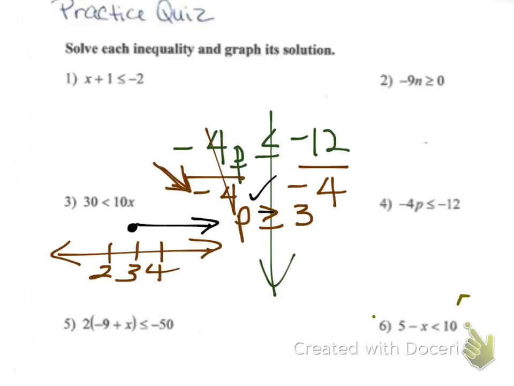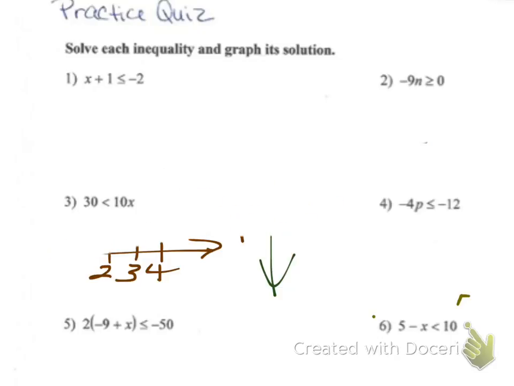Is 4 greater than or equal to 3? Yes. Is 3 greater than or equal to 3? Yes. All right, let's look at number 5. It's way down here. I'm going to rewrite it.